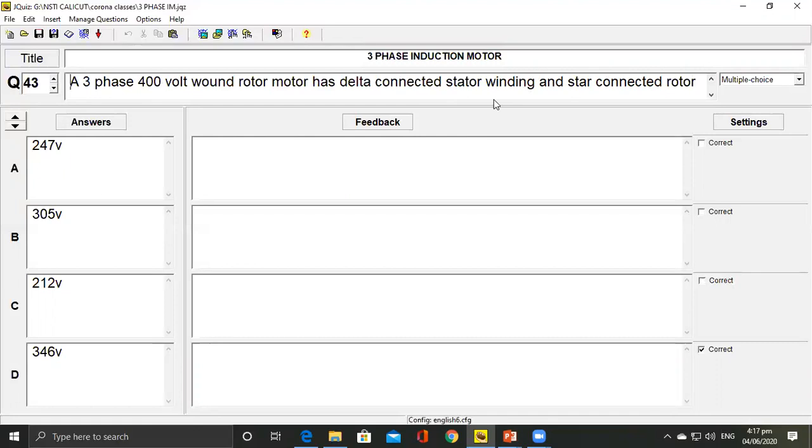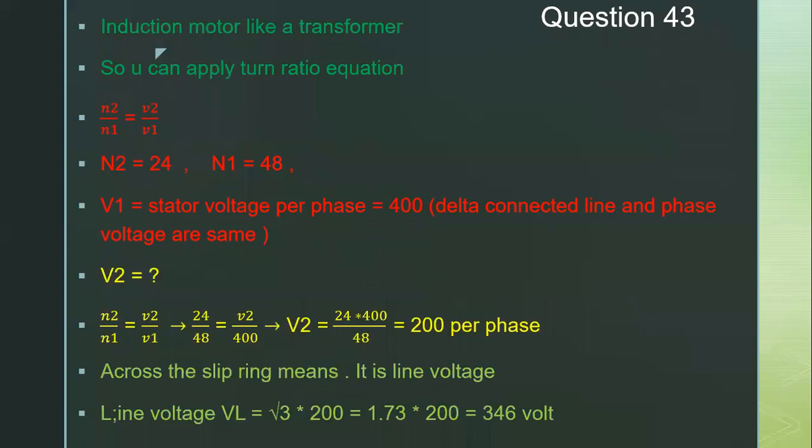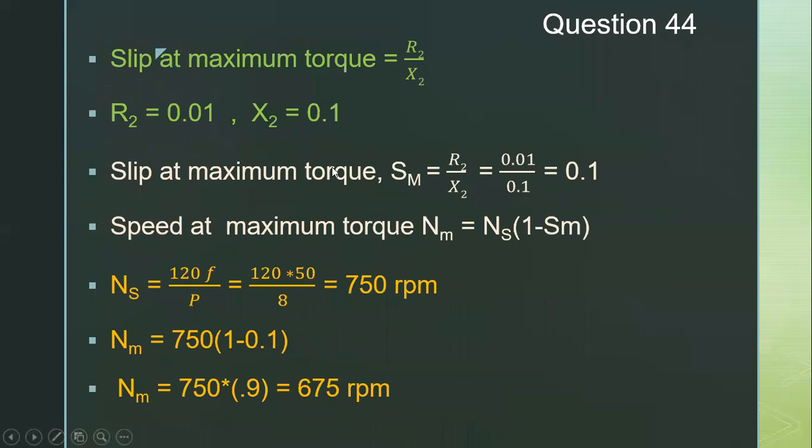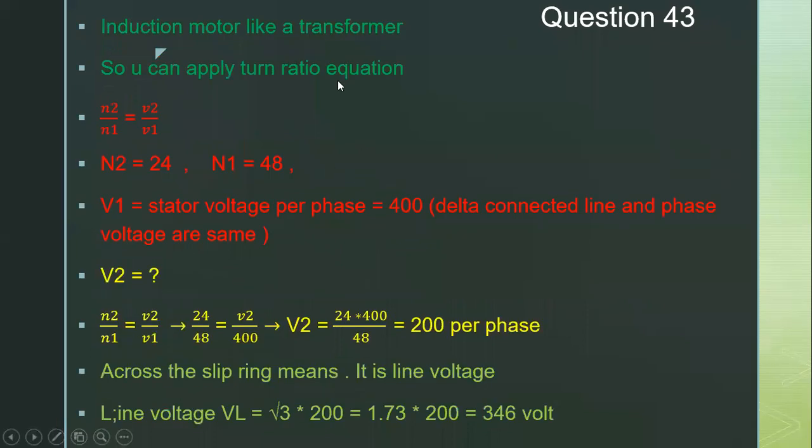So you know that an induction motor is like a transformer. So you can easily apply the voltage ratio or turn ratio equation. So N2 divided by N1 is equal to V2 divided by V1. In the question, you can see N2 is equal to 24, N1 is equal to 48. V1 is the stator voltage per phase.